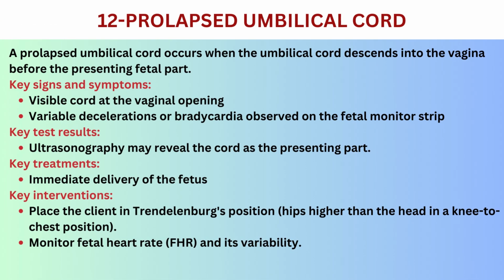The 12th disorder is prolapsed umbilical cord. A prolapsed umbilical cord occurs when the umbilical cord descends into the vagina before the presenting fetal part. The signs and symptoms include visible cord at the vaginal opening, variable decelerations or bradycardia observed on the fetal monitor strip. Test results: ultrasonography may reveal the cord at the presenting part. Treatments: immediate delivery of the fetus, and the intervention: place the client in Trendelenburg position, hips higher than the head, in a knee to chest position. Monitor fetal heart rate and its variability.